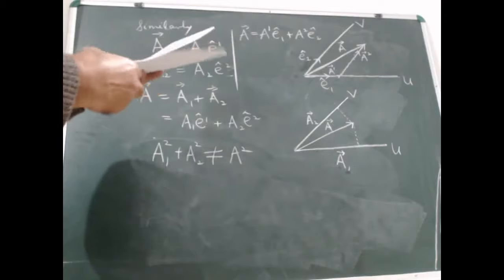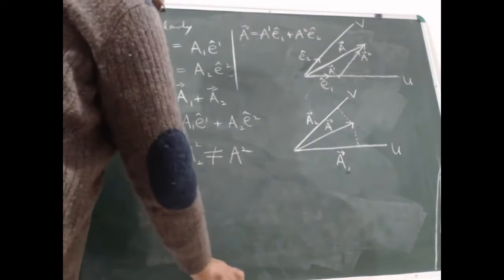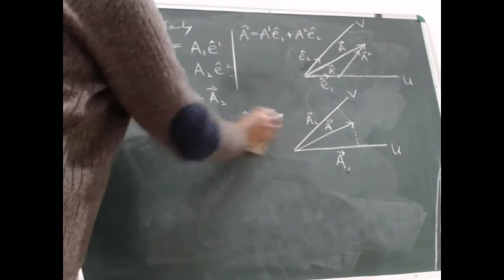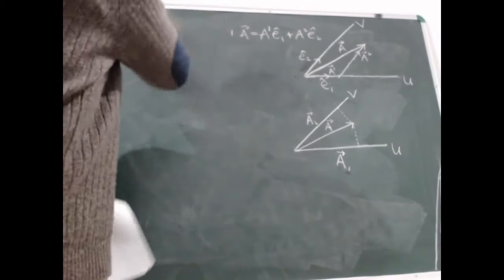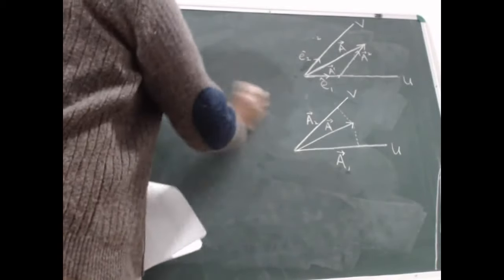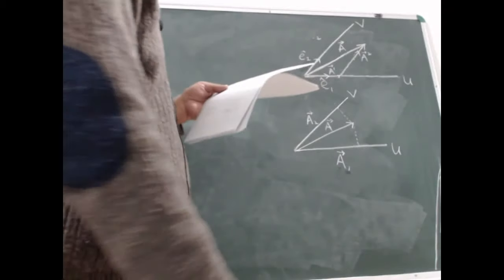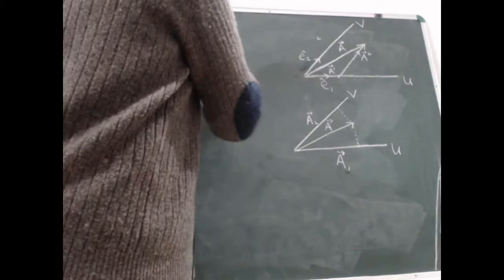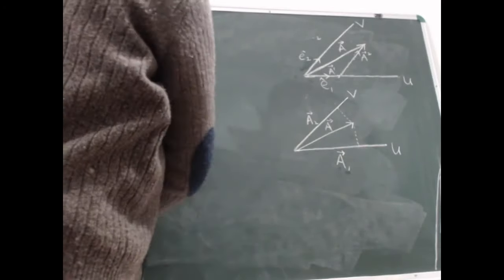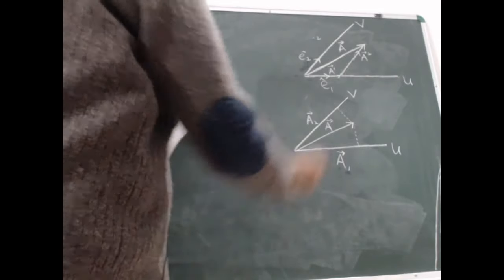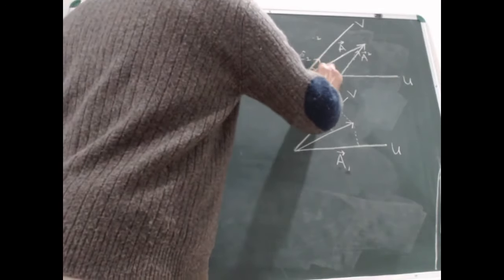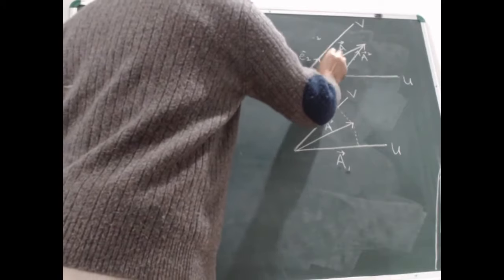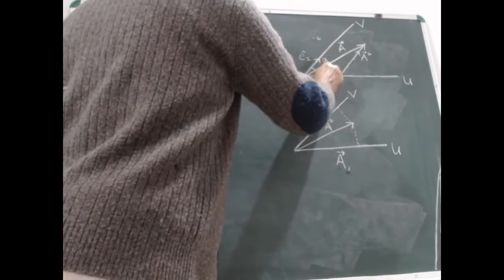But now, what to do? How to find the magnitude of A? Let the oblique coordinates u and v make a certain angle, and suppose they make an angle alpha. And this makes an angle beta.